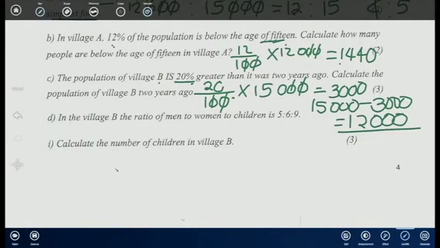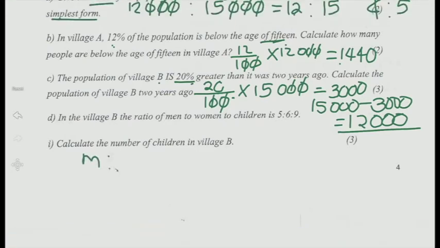In village B, the ratio of men to women to children is 5:6:9. Calculate the number of children in village B. The ratio of men to women to children is 5:6:9.